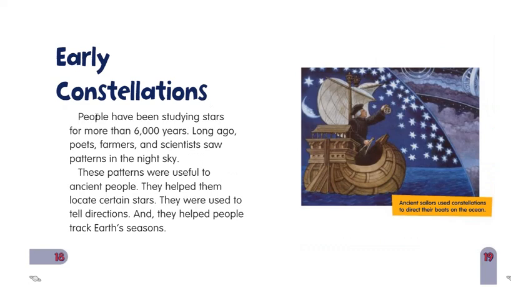Early constellations. People have been studying stars for more than 6,000 years. Long ago, poets, farmers, and scientists saw patterns in the night sky. These patterns were useful to ancient people. They helped them locate certain stars. They were used to tell directions. They also helped people track Earth's seasons. So, sometimes ancient sailors used constellations to direct their boats on the ocean or to help them navigate.